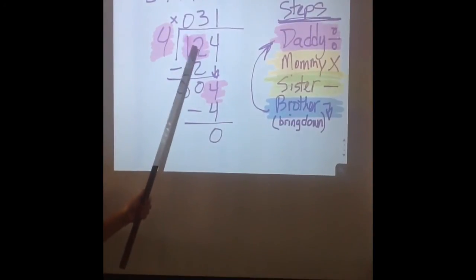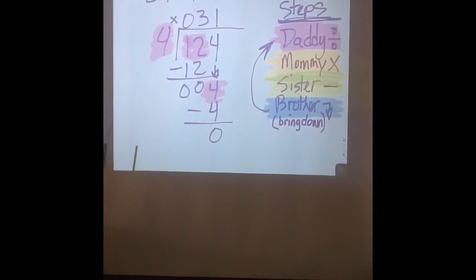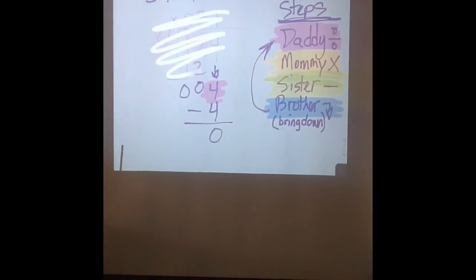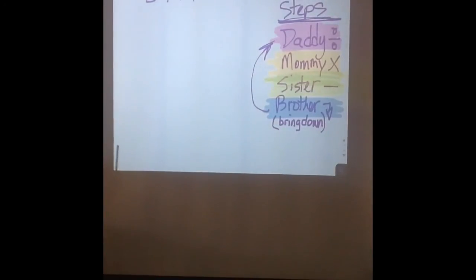Would you like to do one more? Yes. Yeah, let's do one more. Let's turn this one into something slightly different. Let's do a 3. Okay? Let's see what happens. All right, so what do we put on the inside of our house? 124. We're going to divide it by 3.